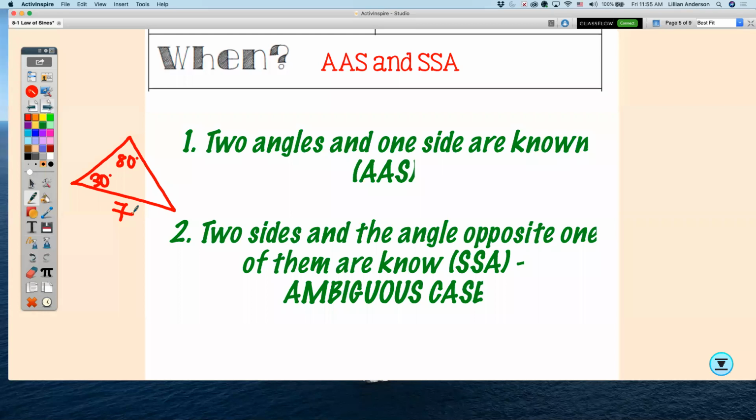The other situation is side-side angle. It is side-side angle, not angle, side-side. Okay? It is side-side angle. And that stands for 2 sides and the angle opposite of one of them are known. So if I know this side and this one, I know one of the angles that are opposite of one of the sides given. So let's say this is 15 degrees. This will be an example of side-side angle.